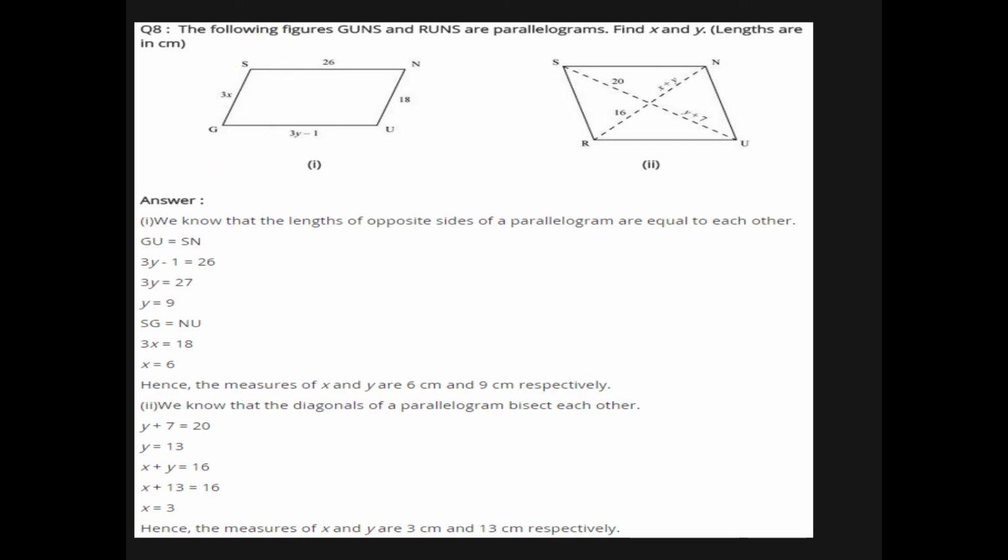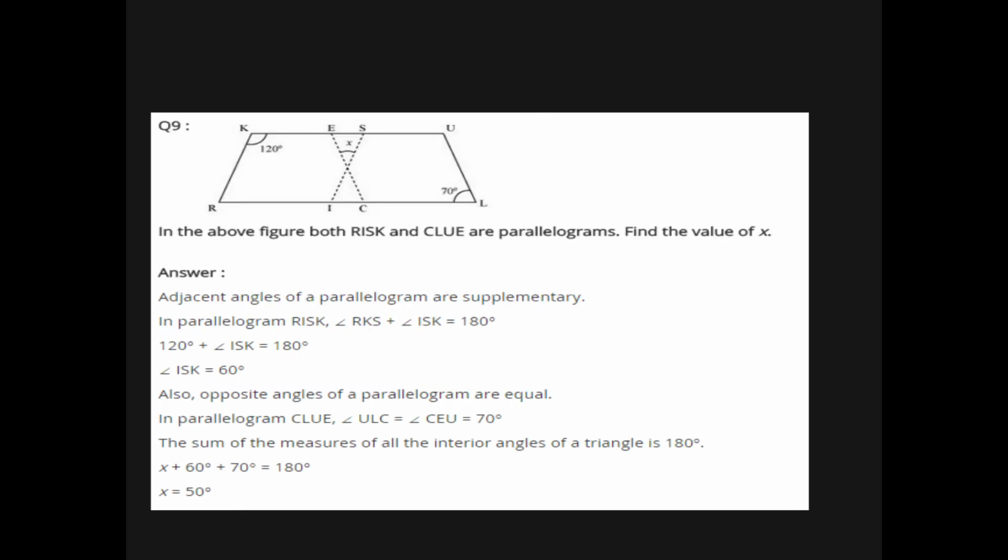Side SG is equal to side NU, because these two are also opposite sides of a parallelogram. So what is the value of SG? That is 3x. And what is the value of NU? That is 18. So 3x is equal to 18. 3 will go in, divide. So 18 divided by 3 gives us 6. Okay. Same thing you have to do in option number 2.